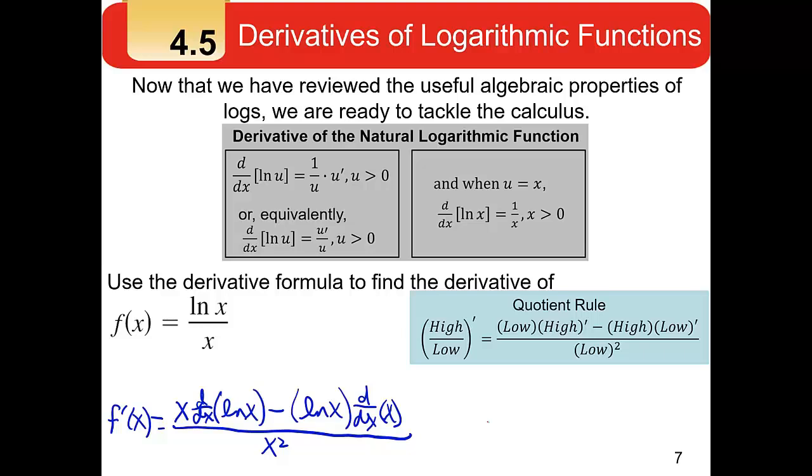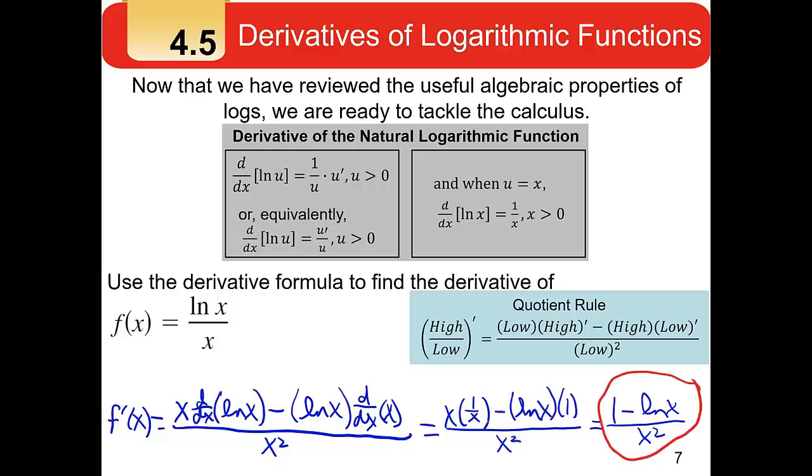And of course, the derivative of natural log of x is 1 over x, and the derivative of x is just 1, so you end up with x times 1 over x, which is just 1, and 1 times log x is just log x, so you end up with 1 minus the natural log of x over x squared. Again, you're overall doing a quotient rule, but within that quotient rule, you have to use the derivative of the natural log formula. It's not difficult, but it probably is going to require you to practice a bit to get used to the ideas.